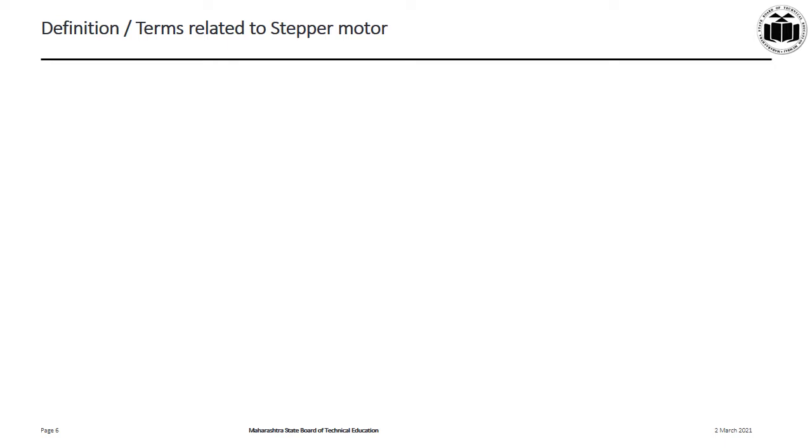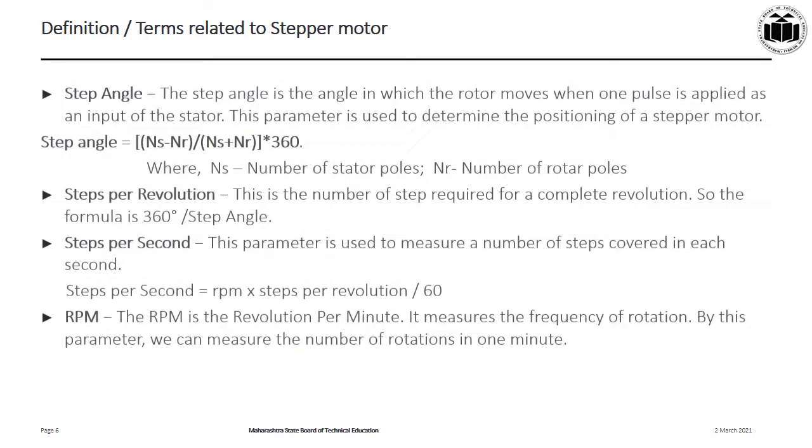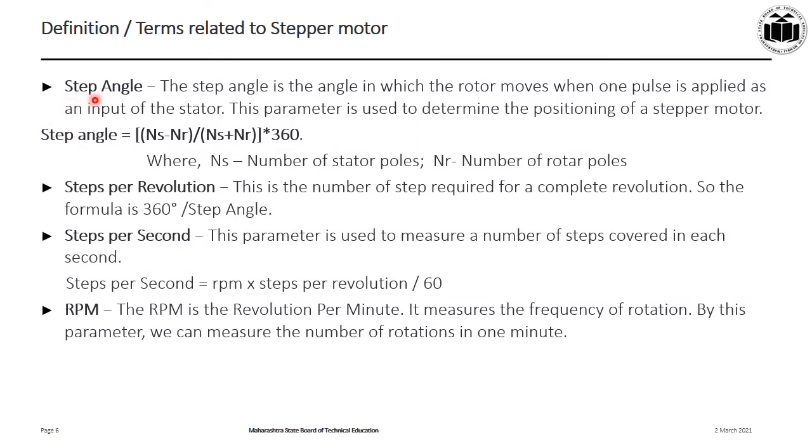Some definitions related to stepper motor. First is the step angle. It is the angle in which motor moves when one pulse is applied as input of stator. The parameter used to determine the position of stepper motor is step angle. It is given by (Ns minus Nr) upon (Ns plus Nr) whole into 360, where Ns is number of stator poles and Nr is number of rotor poles.